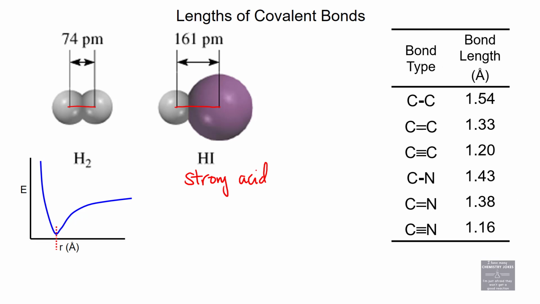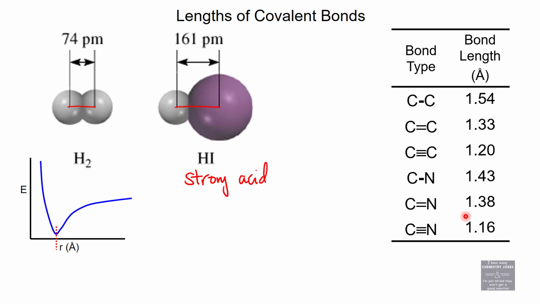Here's a list of some typical bonds and their distance. Note, this is in picometers, and this is in something called angstroms. Angstroms and picometers are related. They're both units of length measure. So this would be 154 picometers, 133 picometers. It takes 100 picometers to equal 1 angstrom. I think I said that in the right order.